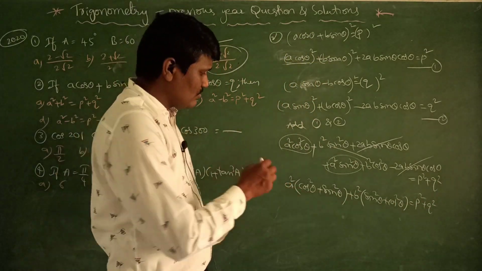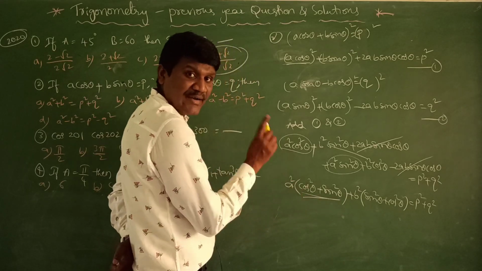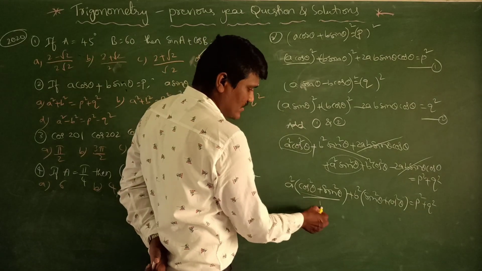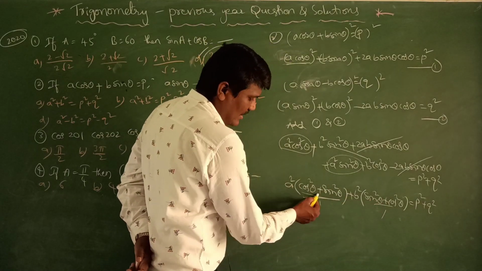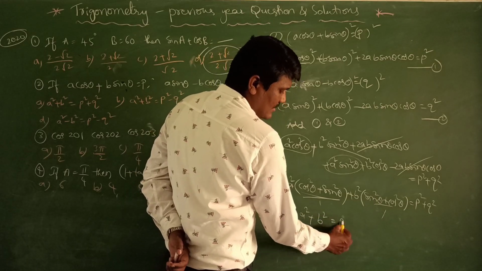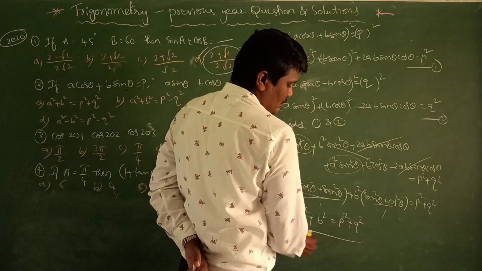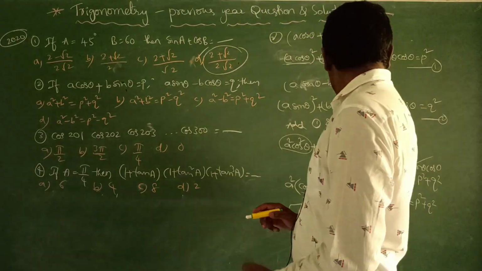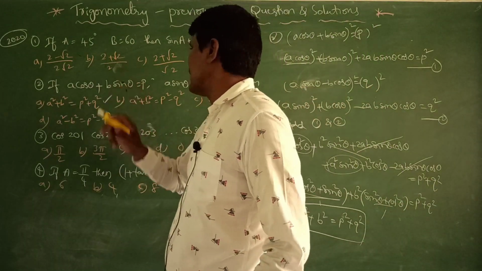Right? So now it is 1, from identity 1. What is identity 1? Sin square theta plus cos square theta is 1. So this is 1 and this is also 1. So finally a square into 1 is a square plus b square into 1 is b square is equal to p square plus q square. So this is the answer. Which one is the answer? First one, yeah, the first one is the option.